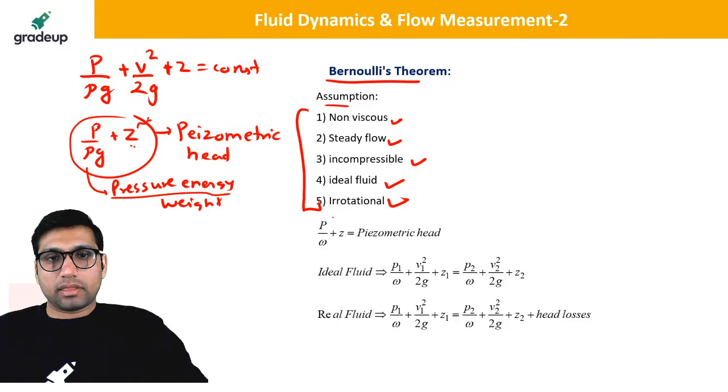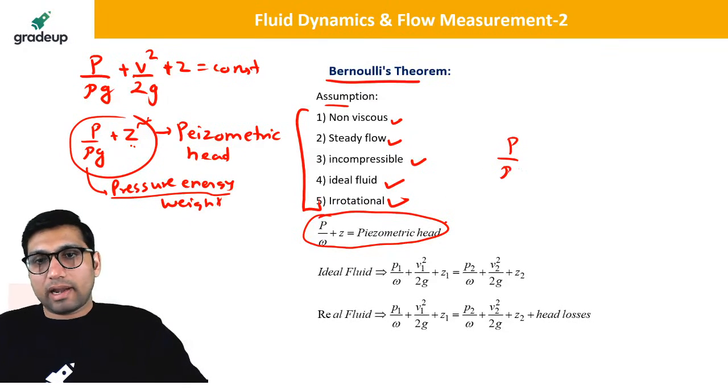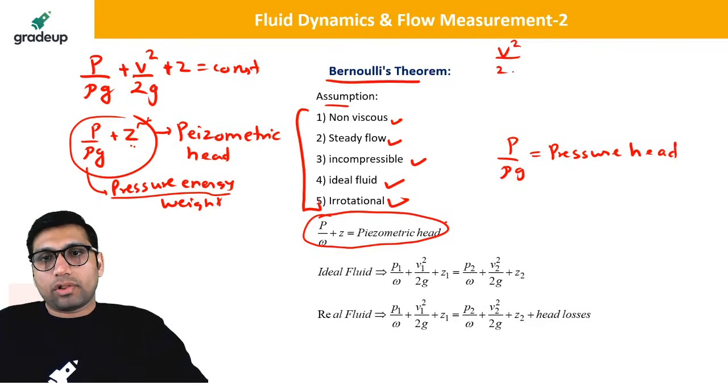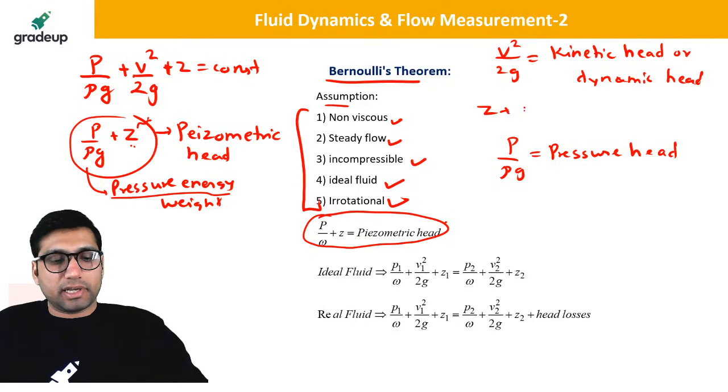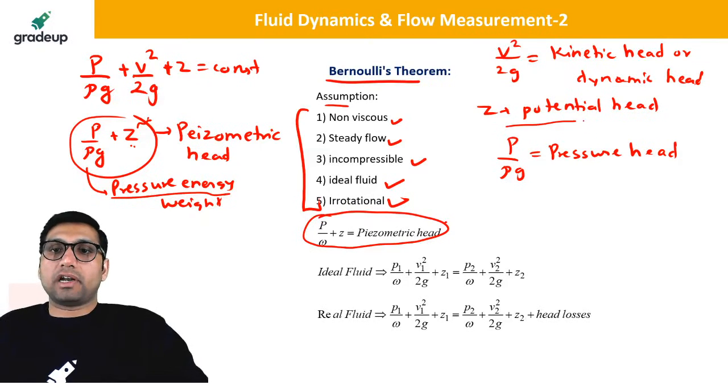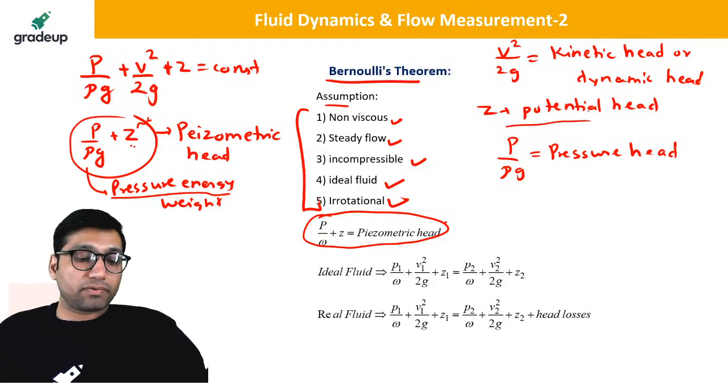All right. So this term is called the piezometric head. This is the sum of pressure head. P by rho g is also called pressure head. And V square by 2g is also called kinetic head or dynamic head. It is kinetic energy per unit weight. And Z is called potential head. The sum of these three heads, or we can say energy, is constant. This is the Bernoulli equation. Bernoulli equation is basically also called the energy equation for the fluid.